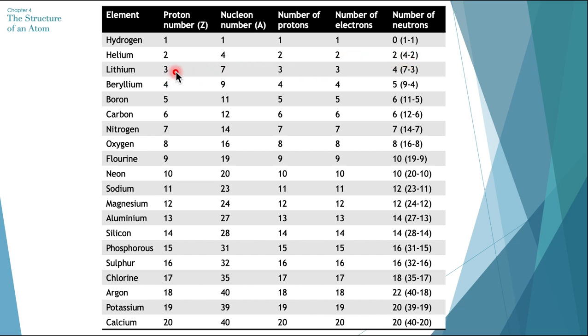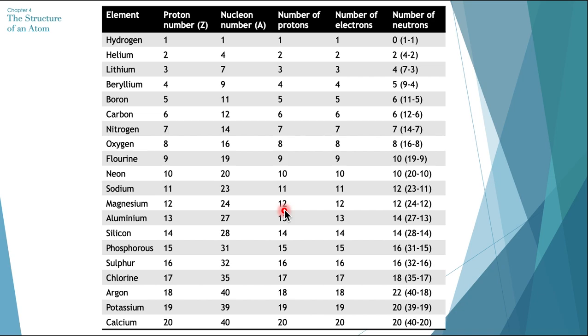Then we have lithium with a proton number of 3 and a nucleon number of 7. This would suggest 3 protons, 3 electrons and 4 neutrons. We subtract 3 from 7. Beryllium has a proton number of 4 and a nucleon number of 9. So it has 4 protons, 4 electrons and 5 neutrons. Remember that the electron number is equal to the proton number. Boron has 5 protons, 5 electrons and 6 neutrons because it has the nucleon number of 11. Carbon has 6 protons, 6 electrons and the nucleon number is 12. So the number of neutrons would be 6. You can see the rest of the table and memorize the proton number and nucleon number of these elements.